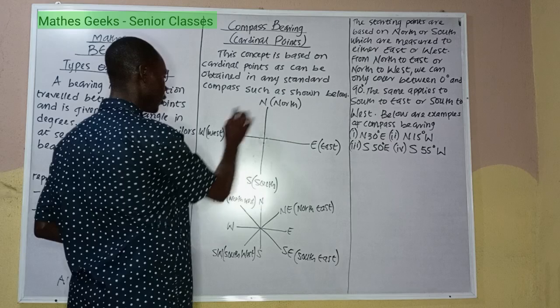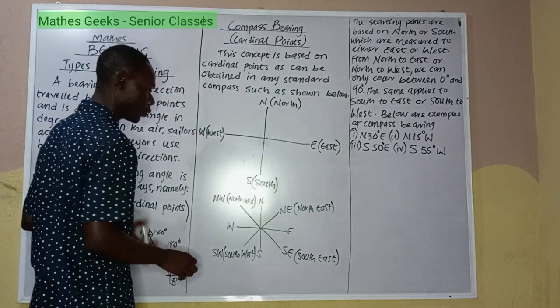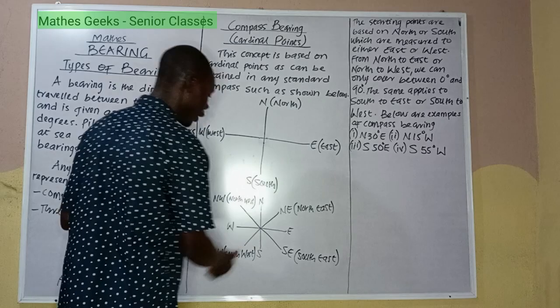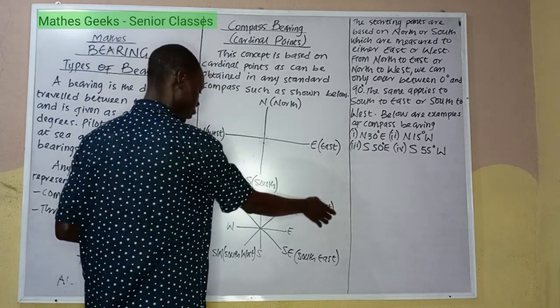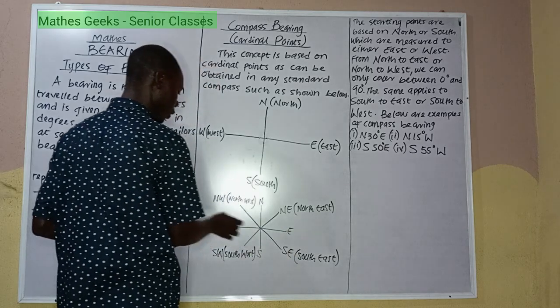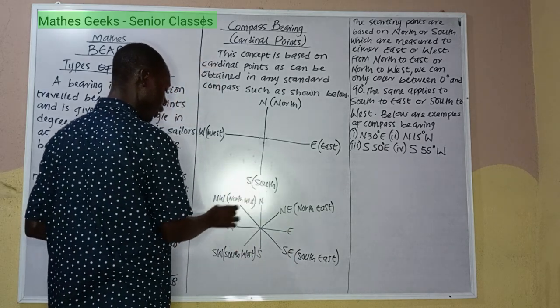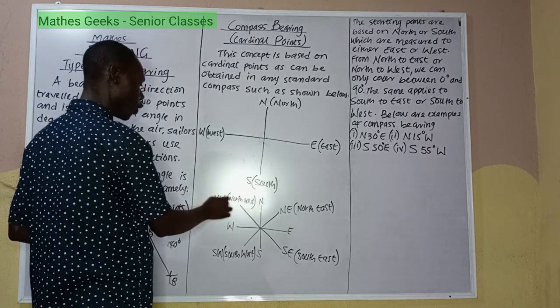North, west, south, east. Now in between we have other lines. Between the north and the east we have the northeast, between the south and the east we have southeast, between the south and the west, southwest, and between the north and the west we have the northwest.